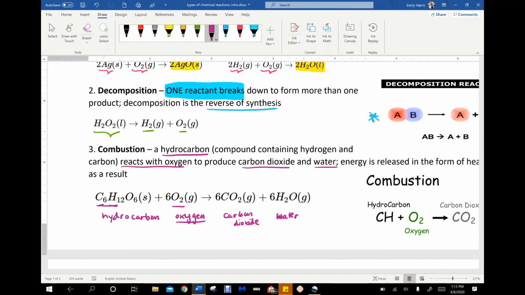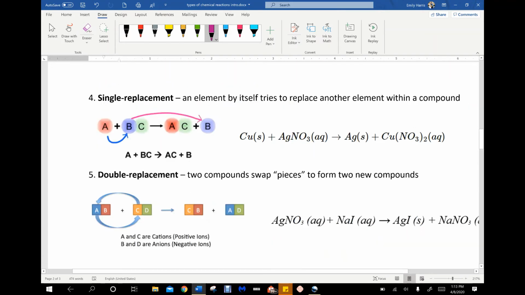All right, now let's finish up with our last two types of reaction, single replacement and double replacement.